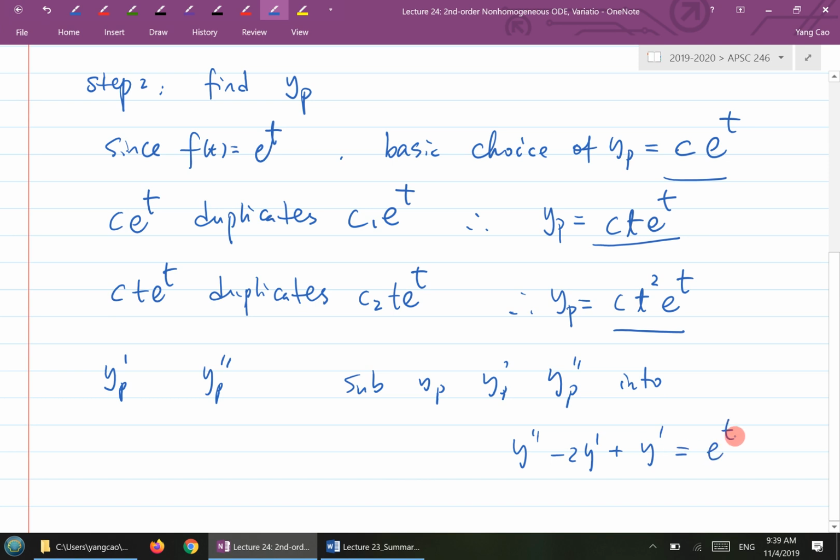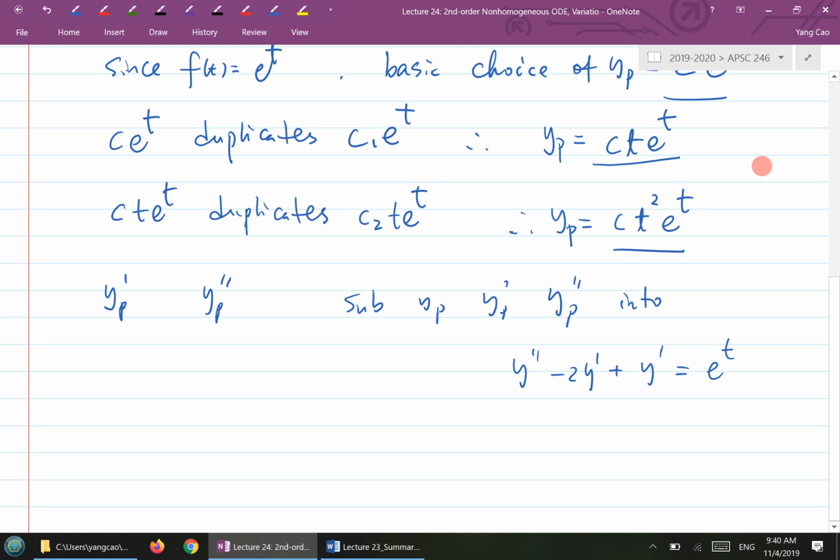Okay, and you solve for the C. So I leave that to you. So solve for C here, so you can practice yourself. There's a bit of a product rule here because this T squared times e to the power of T. So you can try it and find out what the C value is.